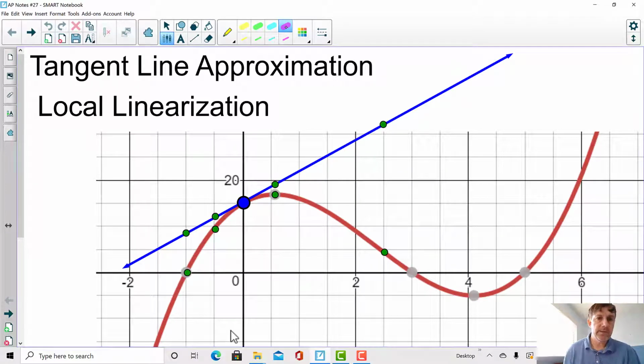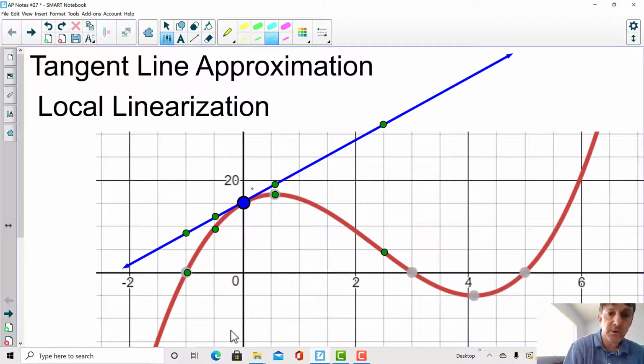Okay, now we're going to take a look at linear approximation. You can see we have this red curve, and then you can see we have this blue tangent line. This is the point where the tangent line touches the curve. What we're going to do is create the equation of this tangent line, and then plug into the equation of the tangent line in order to estimate the real value on the curve.